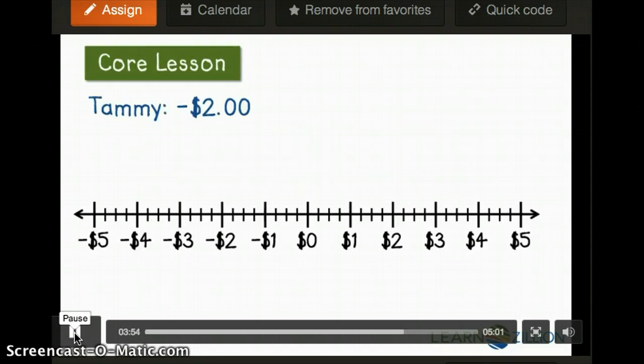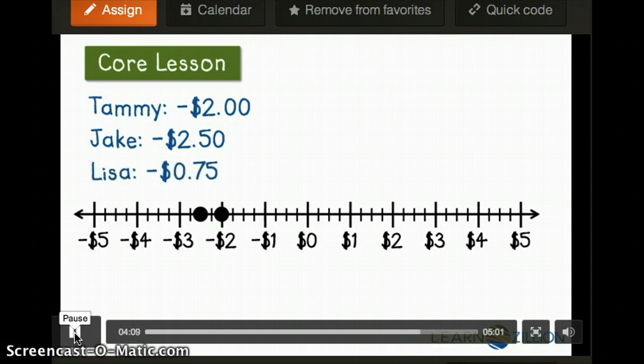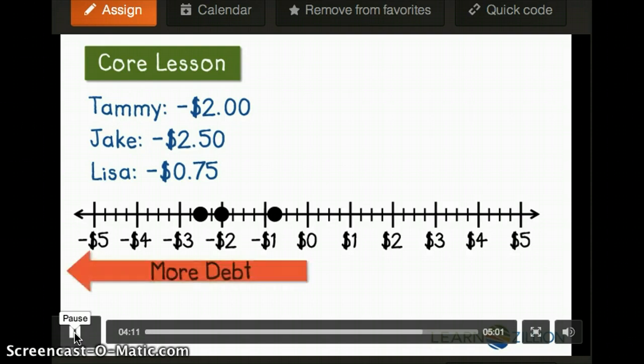Let's start with Tammy. Tammy owes $2. That's in the negative direction, so it will be to the left of 0 on the number line. Jake owes $2.50, again a debt, so it'll be to the left of 0 on the number line. And Lisa owes 75 cents. Now, as you move away from 0 to the left on a number line, you have more debt. As you move to the right towards 0 on the number line, you actually have less debt.